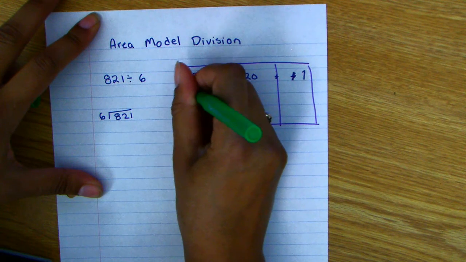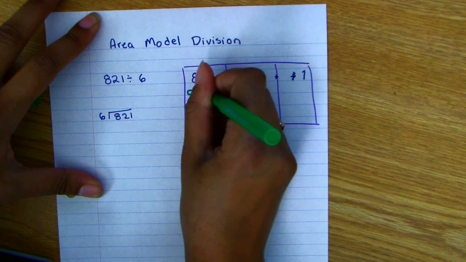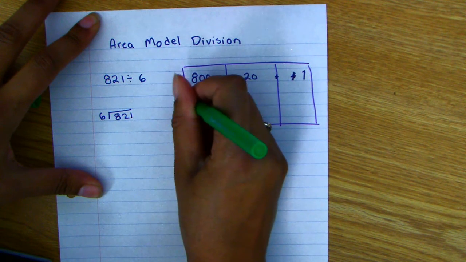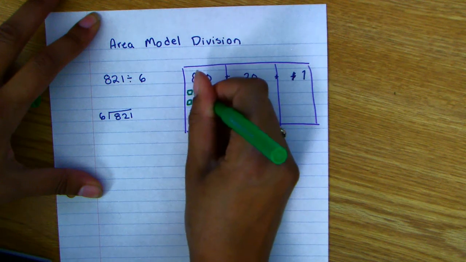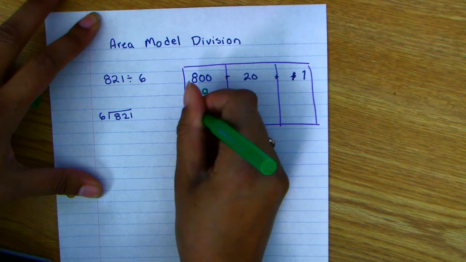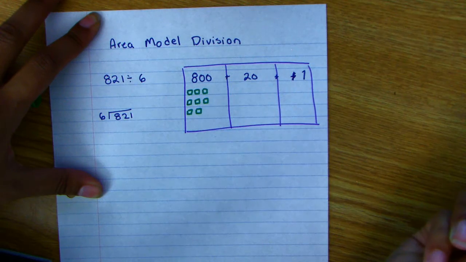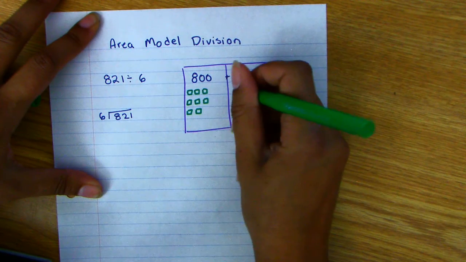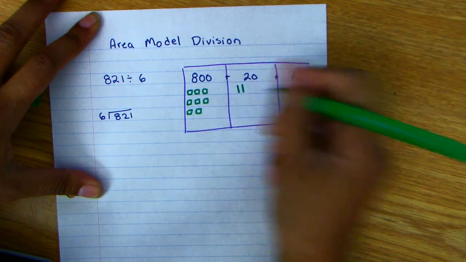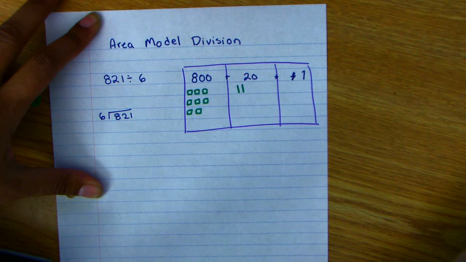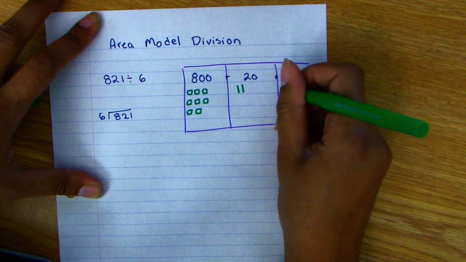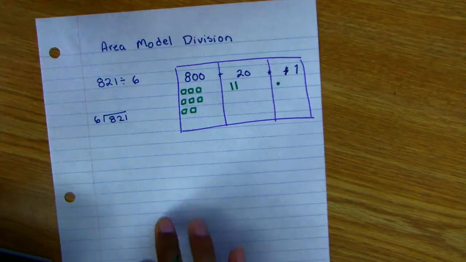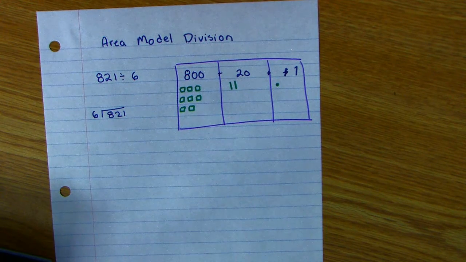Now we're going to be drawing our place value blocks. I like to draw my place value blocks in groups of my divisor, so in groups of 6. I didn't have enough space, so I did it in groups of 3 because I know that 3 plus 3 is 6. And then with 20, I only needed 2 10s, and with 1, I only needed 1.